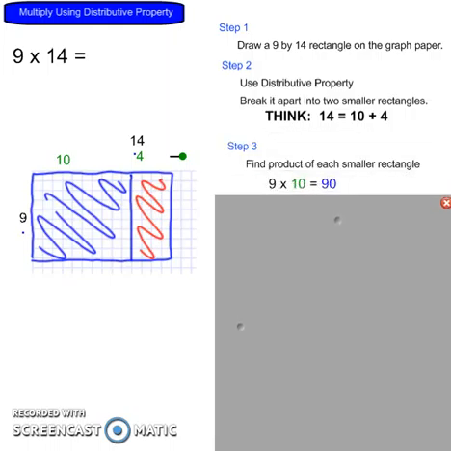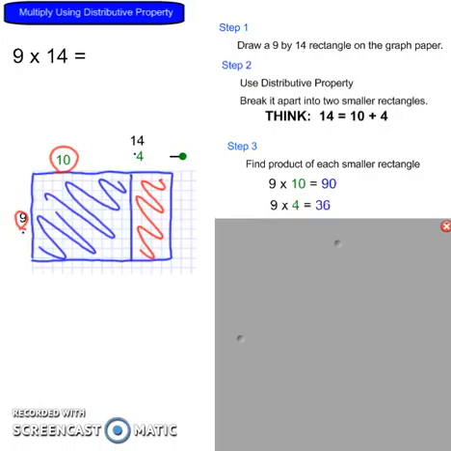Step 3, I want to find the product of each of those rectangles. So my first one, I'm going to say, what is 9 times 10? 9 times 10 is 90. And then I'm going to look and say, what is 9 times 4? And I know 9 times 4 is 36.